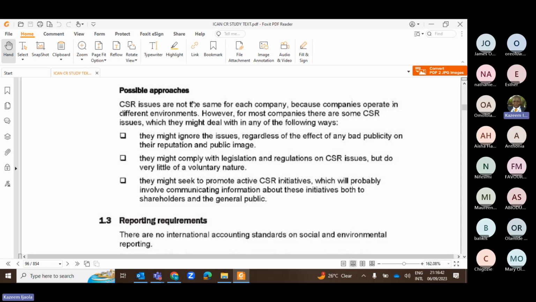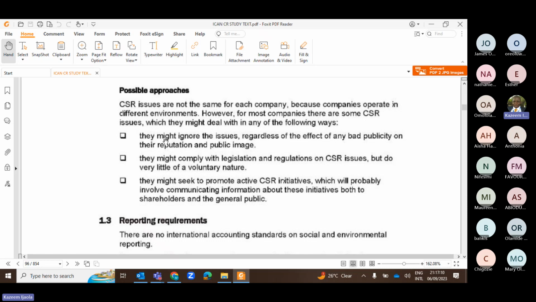CSR issues are not the same for each company because every company operates in a different environment. However, most companies have some issues with CSR. The first one is that they might ignore the issue regardless of the effect of any bad publicity on the environment. Some companies feel that whether they do CSR or not doesn't concern them. What they are after basically is to generate revenue.